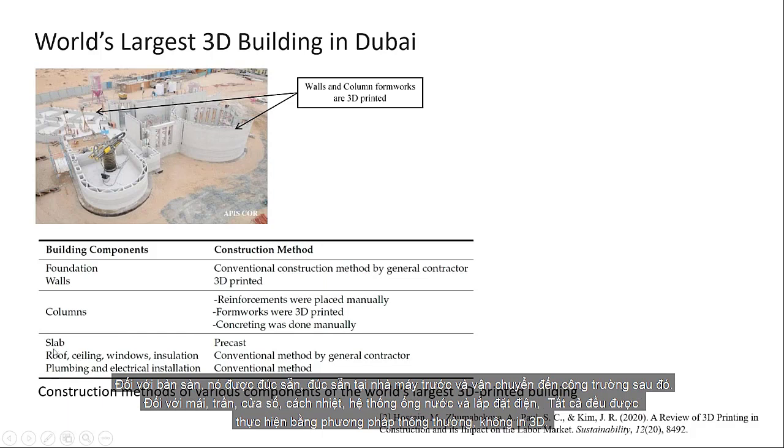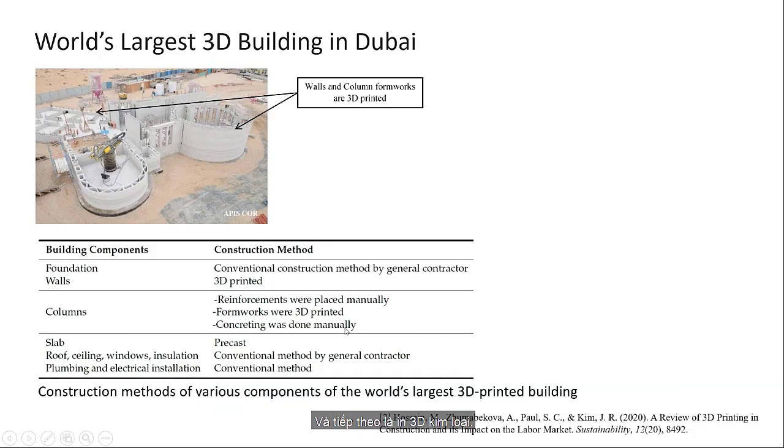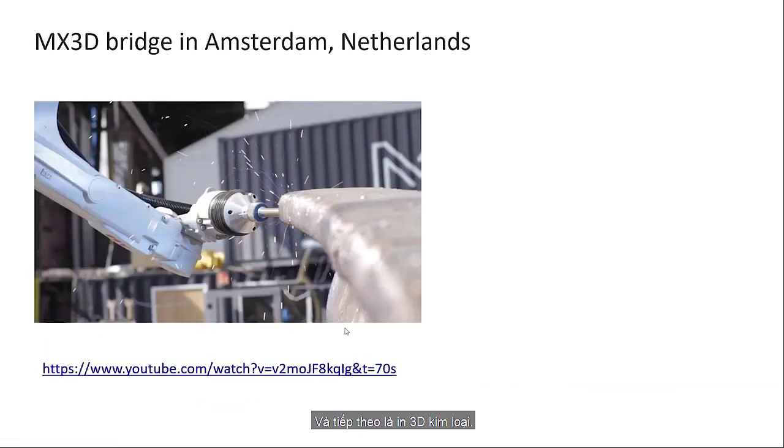For the slab, it's precast. It's prefabricated in the factory first and then transported to the site later. For the roof, ceiling, windows, insulation, plumbing, and electrical installation, they are all done by the conventional method, not 3D printing.